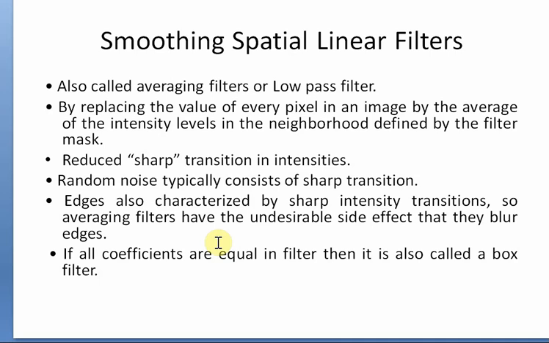Of course, if you have a blurred image, there are many techniques to retrieve the good image from it. That's why here we just concentrate on noise. Based on this technique, we may reduce the noise, but you can get a blurred image. Then if all coefficients are equal in the filter, it is also called a box filter.